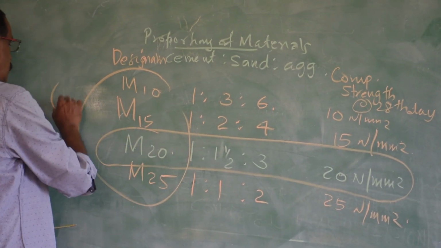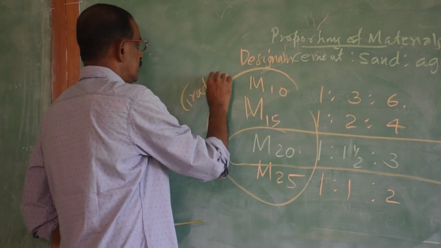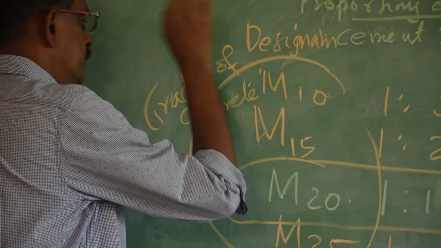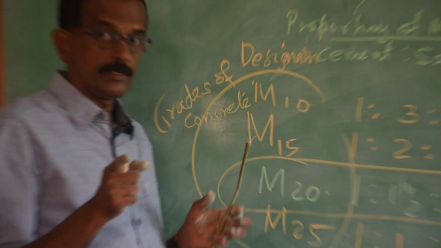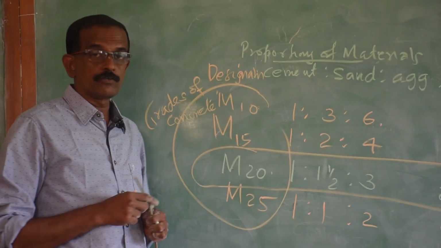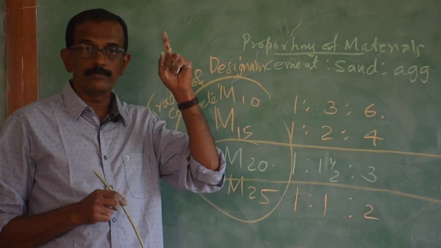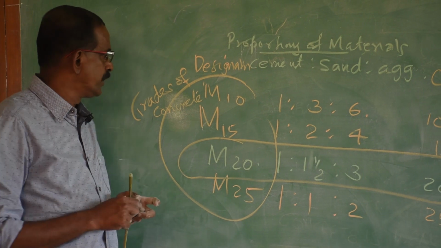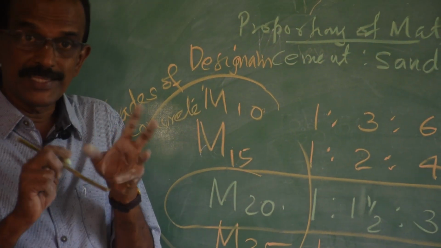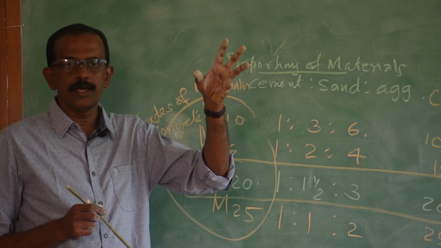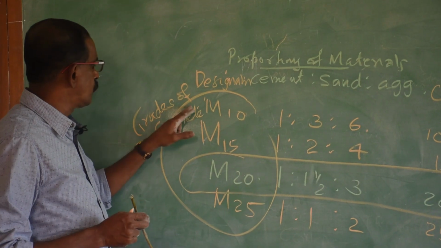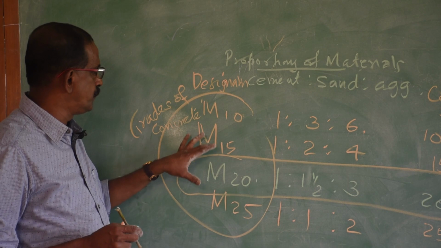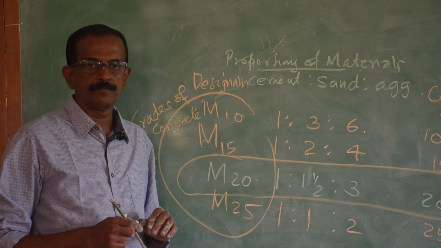This is also called grades of concrete. Don't confuse grades of cement, grading of aggregate and grades of concrete. Grades of cement means 33, 43 and 53, that is the compressive strength at the 28th day. Grading of aggregate means different sizes of aggregate to produce economical concrete. Grades of concrete means different proportions of materials: M10, M15, M20, M25.